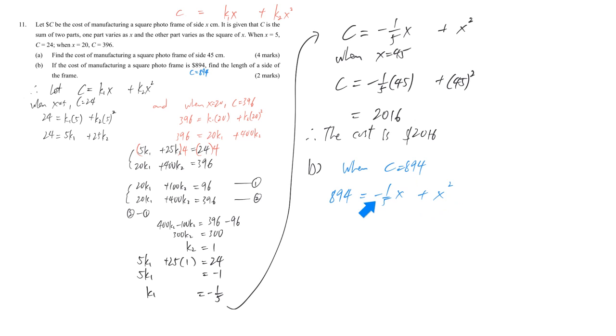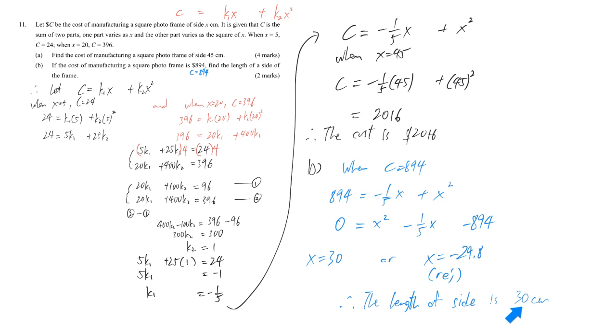With x squared here, this is a quadratic equation. Whenever we handle a quadratic equation, we rearrange the terms: how many x squared plus how many x plus how many equal to 0. If we rearrange like this, we can just directly use the calculator, formula 1. The first input is 1, the second input is negative 1 over 5, the third input is negative 894. The calculator directly gives us the result x is equal to 30, or another outcome is x equal to negative 29.8. But beware that x refers to the length, so it's nonsense to have a negative length here. This is rejected. And finally, we write down the conclusion. The length of a side of the frame is 30 cm.